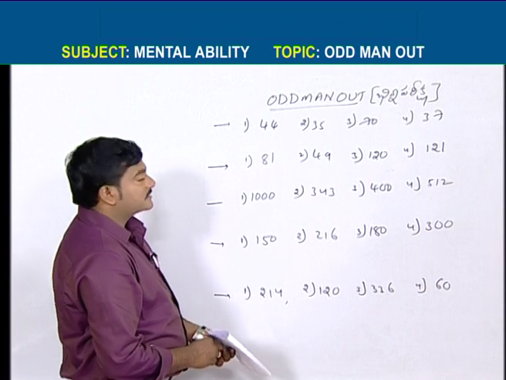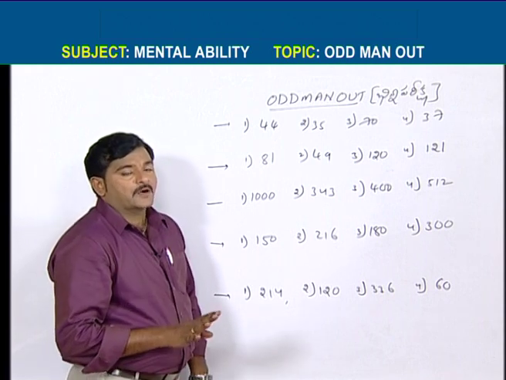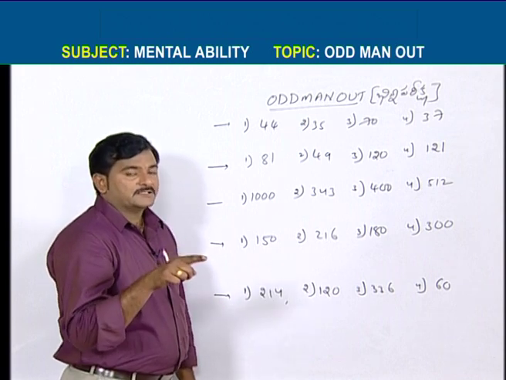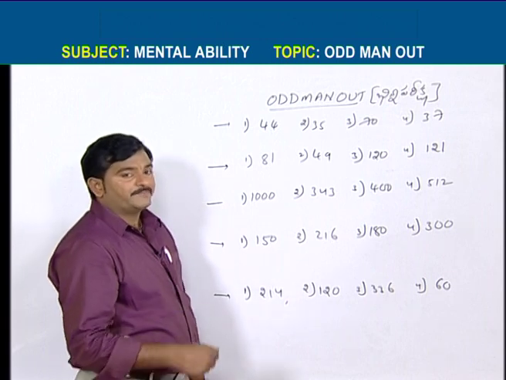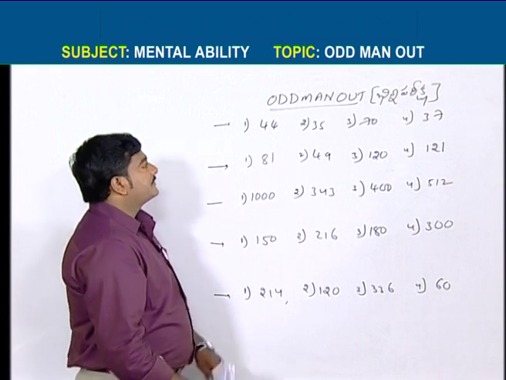See, there are 5 questions. If you observe all these 5 questions, he has given 4 options. Out of 4 options, 3 will be in a certain way and 1 does not belong to that particular pattern. We need to identify that pattern. Let us see the first question.